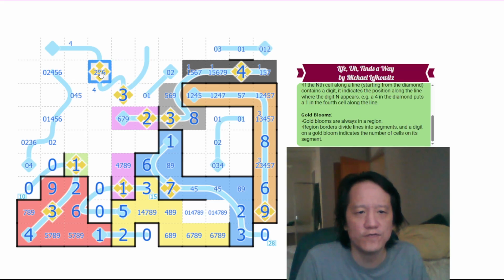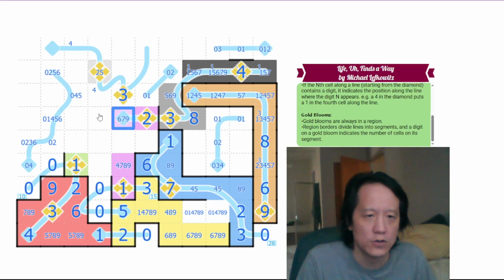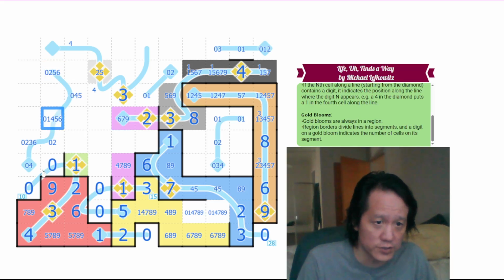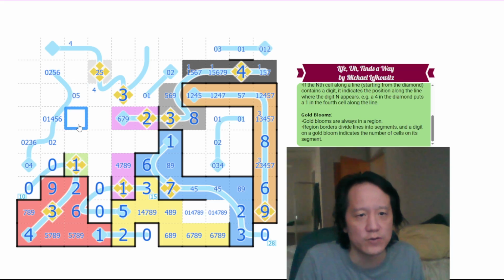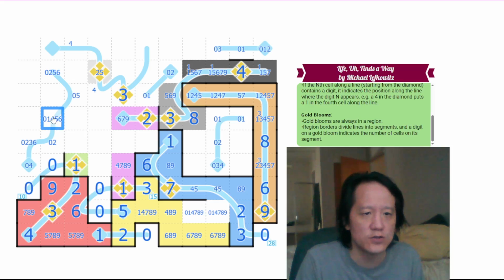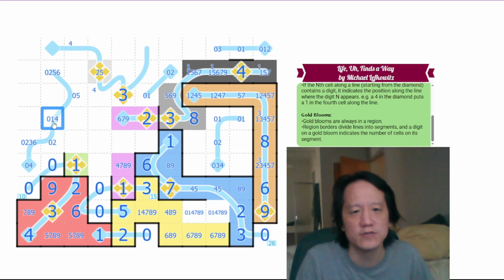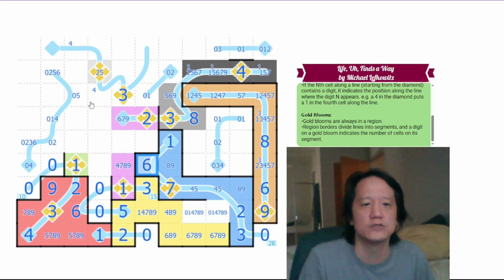So 4 can only be in 2 or 5 now. This can't be 6. This can't be 4. Since this can't be 4, this 4 can only be in 1, 4, or 5. But there's a guaranteed 4 in one of these two spaces, which means this can't be 4 either. So if there's a 4, it's either in 1 or it's in 4. It cannot be in 5 and 6 anymore. Interesting.